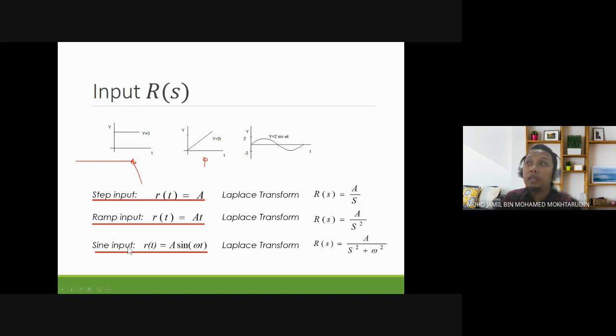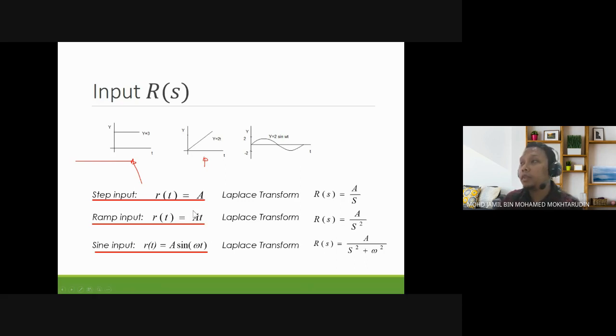Sometimes in an exam, the question may say, find the time response of C when it is applied to a step input. You might wonder, what is a step input? You need to understand that a step input is just a constant. A ramp input is a constant times t, and a sine input is a constant times sine omega t. Maybe in the question they don't give you R(s) equals what. They just state the name, for example, R(s) is a step input.